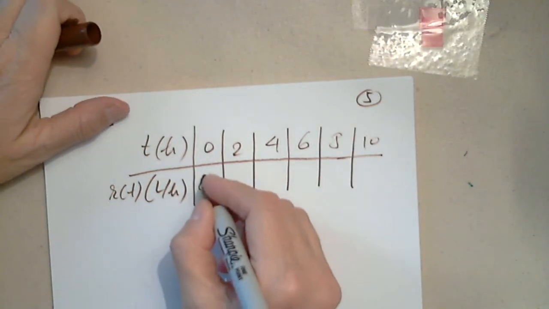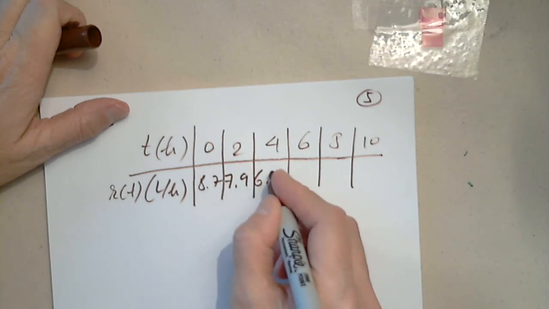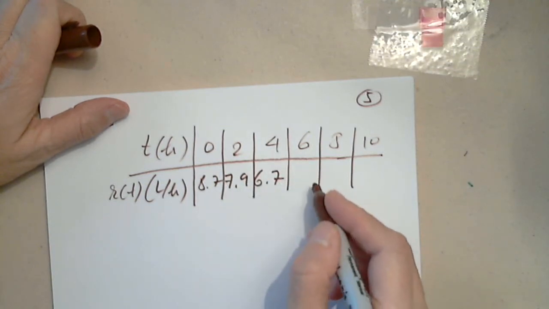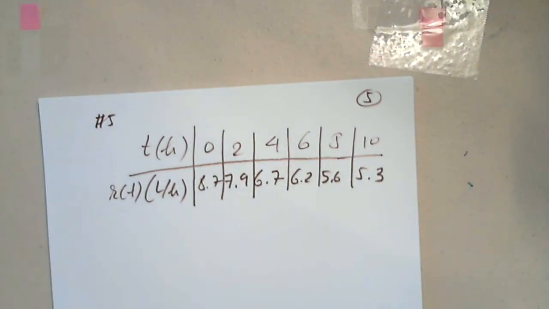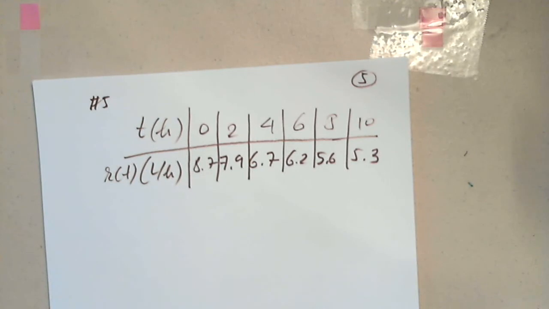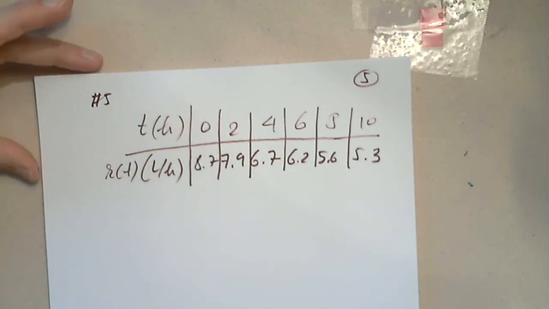Okay, well, I'm copying 8.7, 7.9, 6.7, 6.2, 5.6, and 5.3 respectively. Find lower and upper estimates for the total amount of oil leaked out.